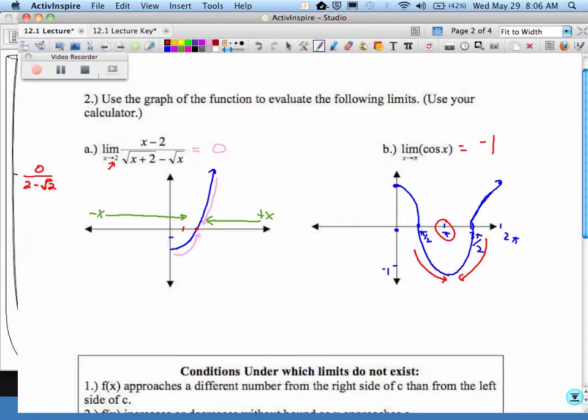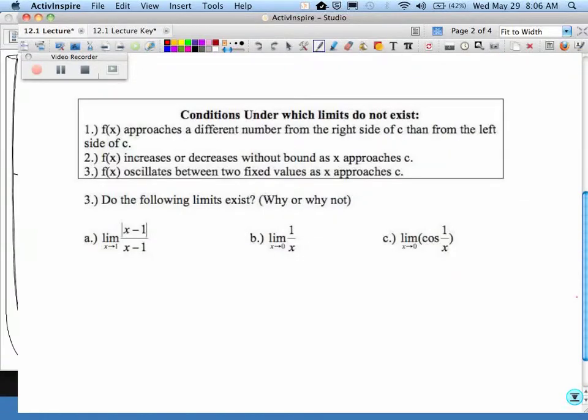So with tables and graphs, it's all about getting close to it and seeing what's happening on either side. Now, the conditions under which limits do not exist, we're going to fly through these. If you graph this, what happens when you plug in 10? What's 10 minus 1? 9. What's 9 over 9? 1. So when I'm at 10, I'm at 1. When you plug in 5, what do you get? 1.